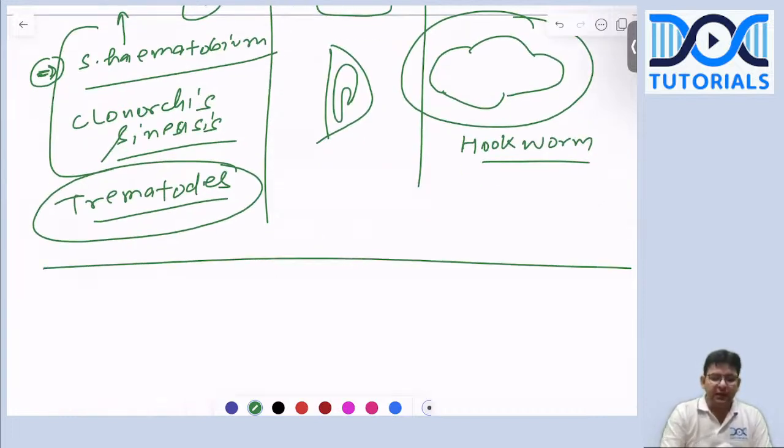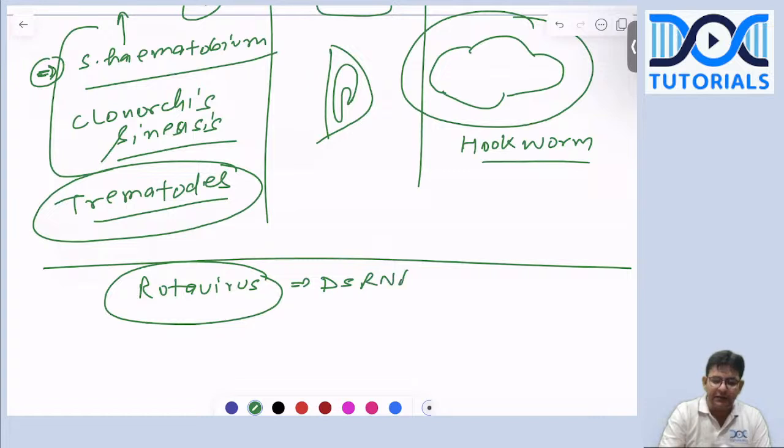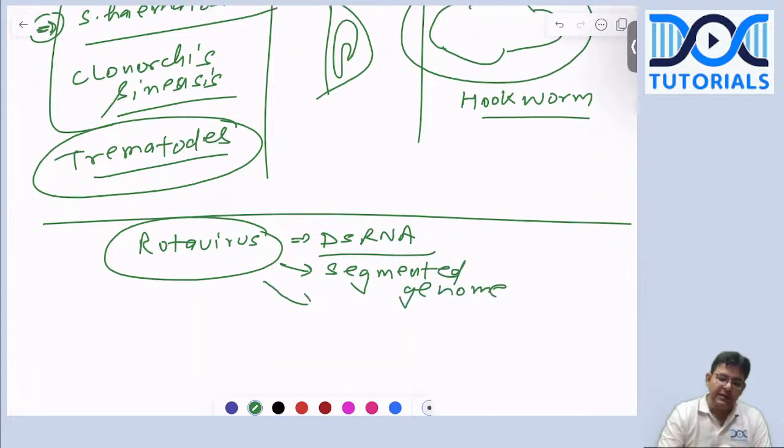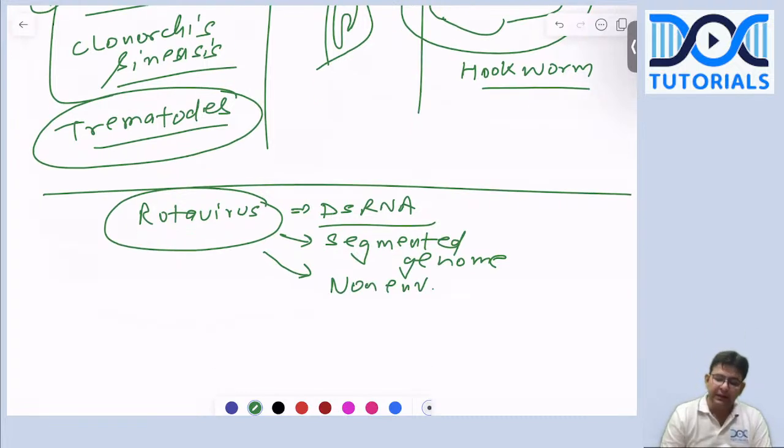This particular one, rota, was asked. Rotavirus: if somebody asks you regarding rotavirus, it is a double-stranded RNA virus, and this double-stranded virus is segmented. It has 11 segments. The segmented genome is there. Is it enveloped or non-enveloped? This is non-enveloped. And how does the rotavirus look on electron microscopy? It looks like a wheel with spoke appearance.